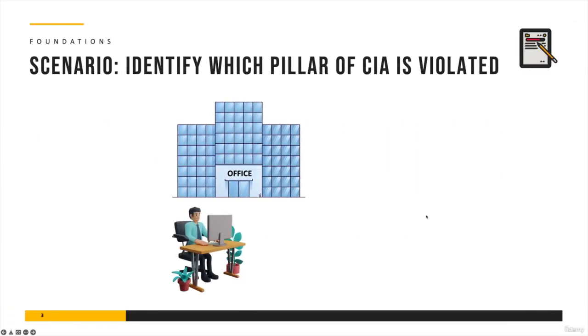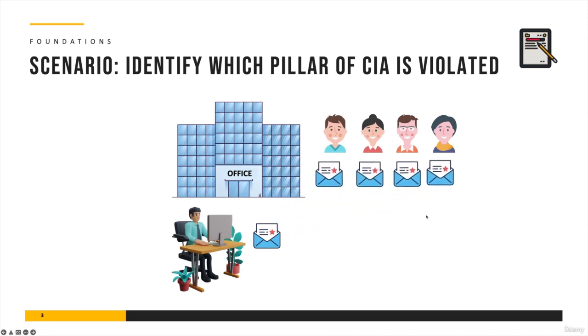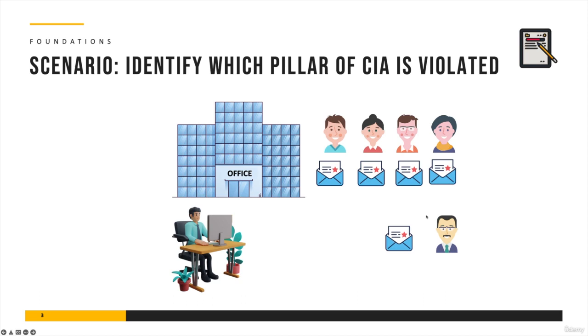Now, let's say you're working in your office and you have to send out an email to some of the employees in your organization, and this email contains some confidential data or proprietary information of your company. So you write your email and you send it to all these people, but by accident you also included someone from another organization, and now they have also received a copy of that email. Now, in this situation, which pillar of CIA has been violated? I'm going to wait a couple of seconds.